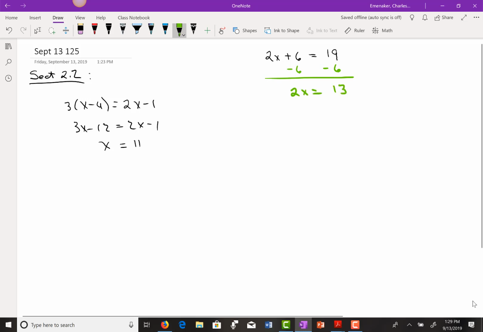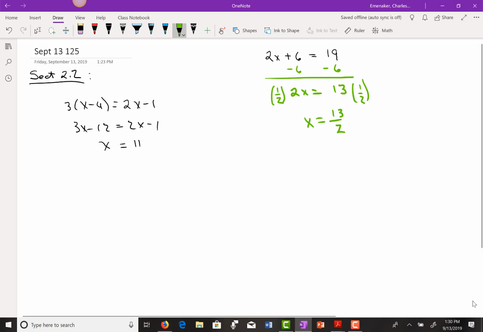What's the next move here? It's to divide by 2 or multiply by a half, whichever way you want to call it. And that's going to give you x equals 13 halves. Guess what that's called? The multiplicative property of equality. You've been used to doing this stuff for years. Okay. So this is nothing new to you.